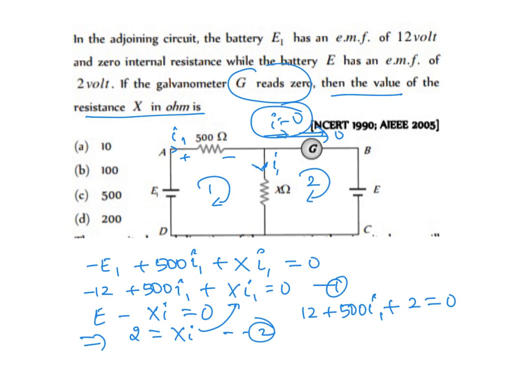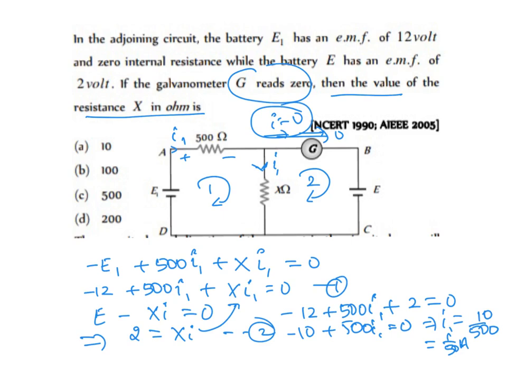So this is what we have studied here now. I hope that it is clear to everyone. This is minus 12, right? Okay, so minus 10 plus 500 I1 must be equal to 0. It implies I1 is going to be 10 divided by 500. So that is 1 by 50 ampere. I1 is 1 by 50 ampere.